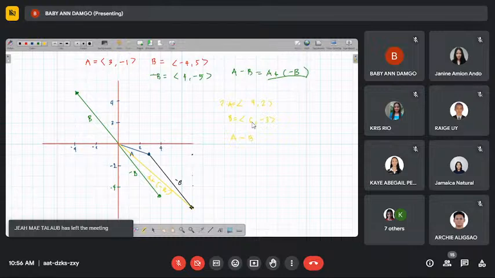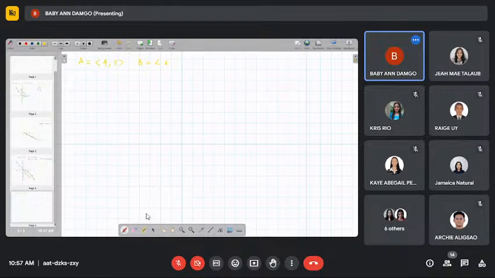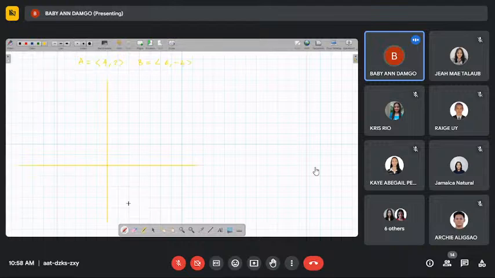So if we will draw, we will use a new page. We have A is 4, 2. Then B is 6, negative 3. Okay, so first, we will create. Okay, so this is 2, 4, 6.